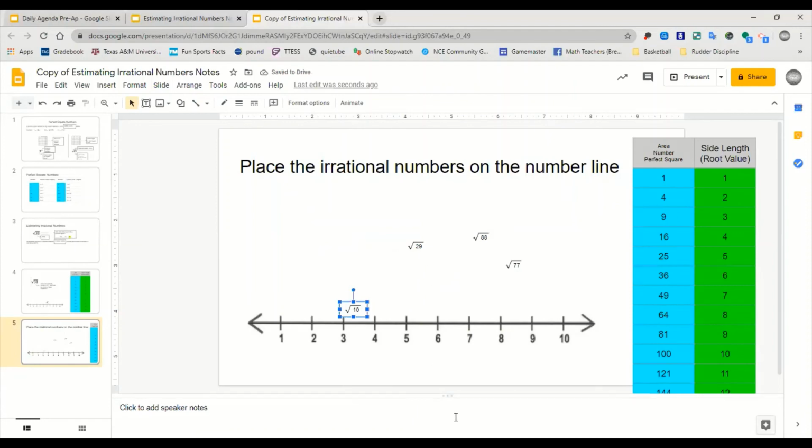Good. All right, let's go with Emily. Tell me about square root of 29. Between what two perfect square numbers does the square root of 29 fall between? 25 and 36. That's right, so it falls between there, right? So I know it's between those two areas. So where would it fall on the number line then? So what are the roots that it would fall between?